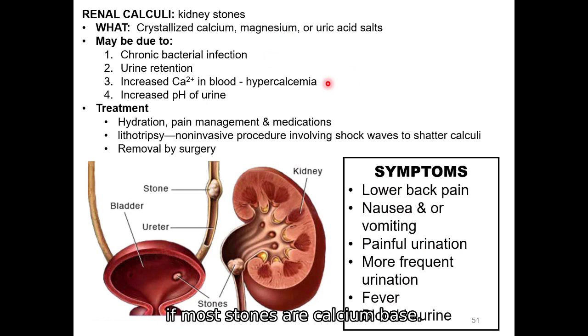Most stones are calcium based, so if somebody has hypercalcemia, they'll have high calcium in the urine, so they're more likely to get kidney stones. And an increase in pH, usually caused by bacteria, can also cause kidney stones. If somebody is passing a stone, in that pain, they'll just say, drink a lot of water, hydration. Give them medicine for pain. There are some medications too to help it pass.